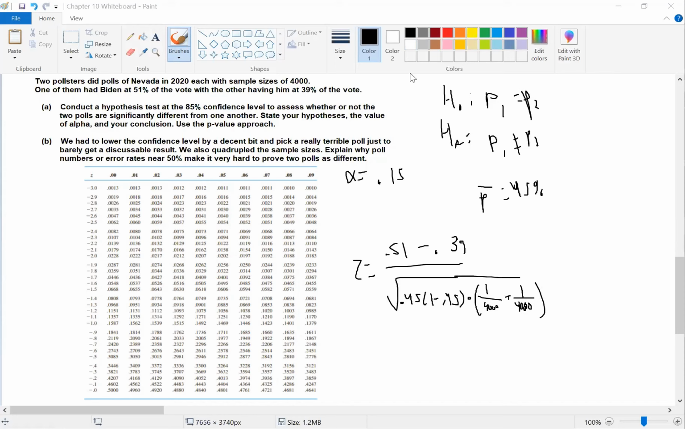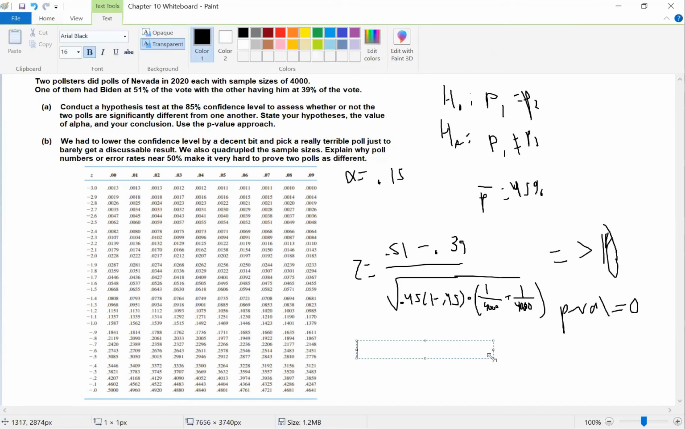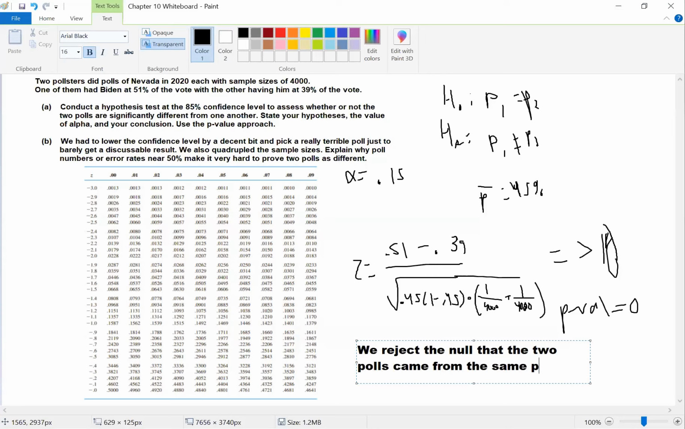This isn't on your table. Like I said, if it's outside of the 7 range, it's literally 0. So whether or not we double this p-value doesn't matter. Whatever confidence level we picked didn't matter. So in this case, I'm just going to put greater than 10. That lagged a little bit. So the p-value is pretty much literally 0. So no matter what, you're rejecting, so we reject the null that the two polls came from the same population.